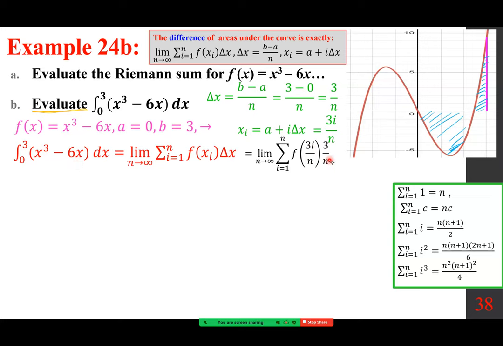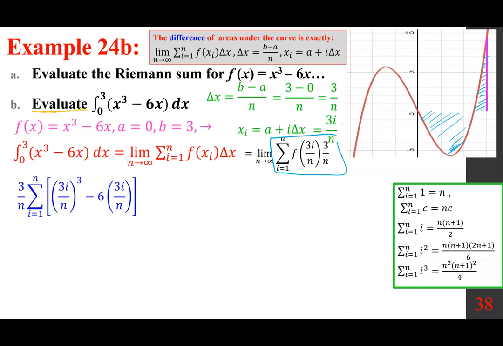And by the way, you can simplify this expression. Remember, we want to simplify this expression completely, and then we take a limit. So I'm not going to carry the limit, I'm just going to simplify that. First, let's plug in. And the 3 over n, whether we put it at the beginning or at the end makes no difference, okay? So this one is 27i cubed over n cubed. This one is minus 18i over n.